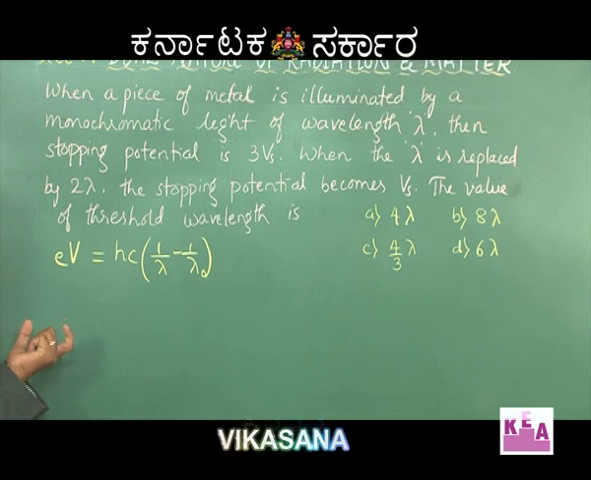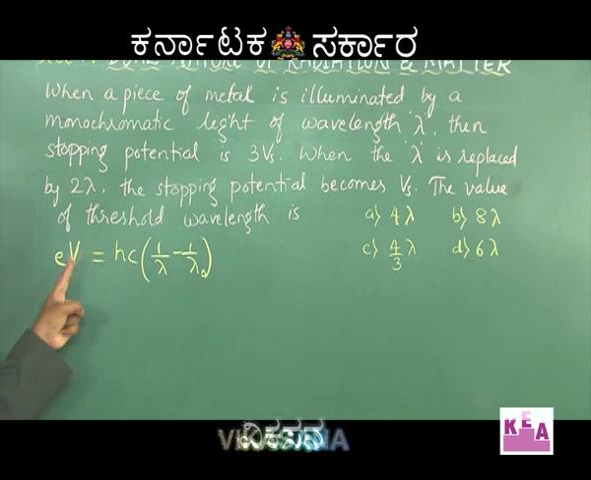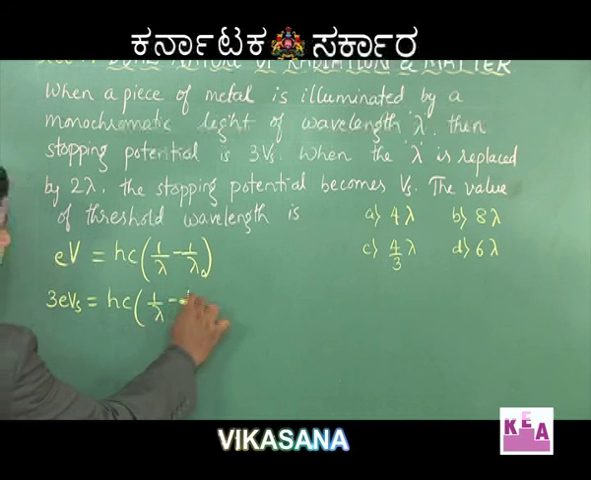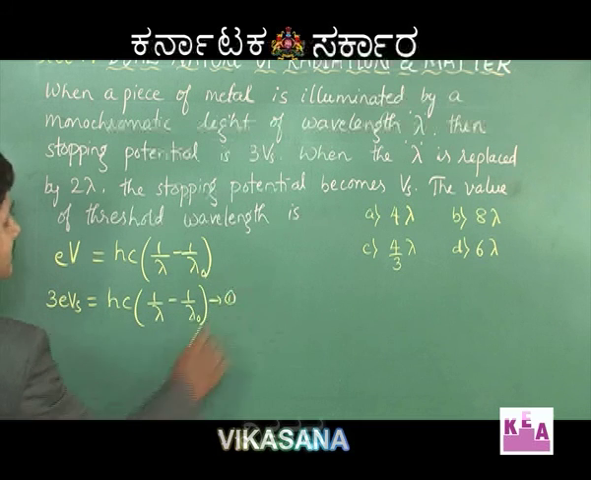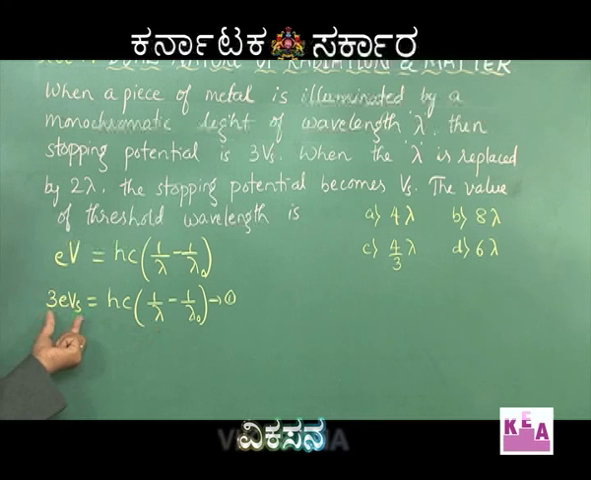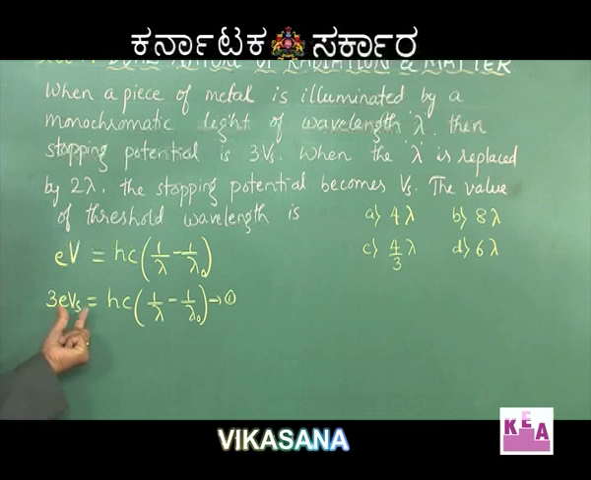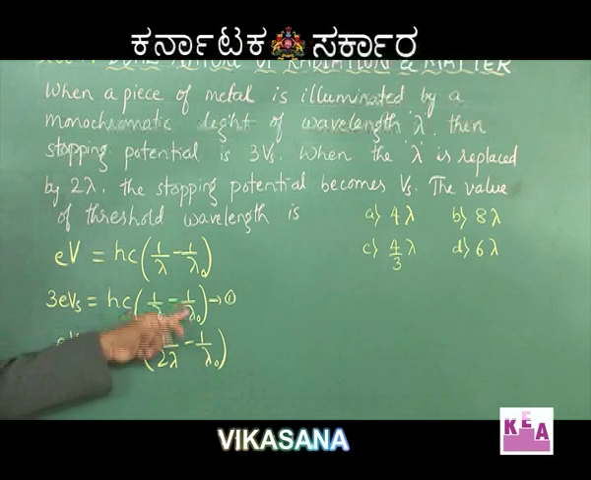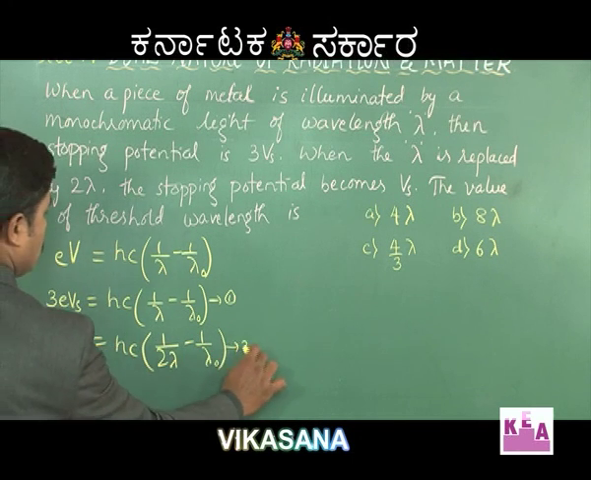Now, there are two cases explained in the problem. Let me substitute directly. In the first case, the incident wavelength is lambda, for which the stopping potential is 3 Vs. How do I write the equation? 3 eVs is equal to hc into 1 over lambda minus 1 over lambda naught. This is the first case. In the second case, what we change is replace lambda by 2 lambda, which results in the stopping potential reducing to Vs. So, the corresponding expression will be eVs is equal to hc into 1 over 2 lambda minus 1 over lambda naught. However, threshold wavelength lambda naught remains the same. Equation number 2.